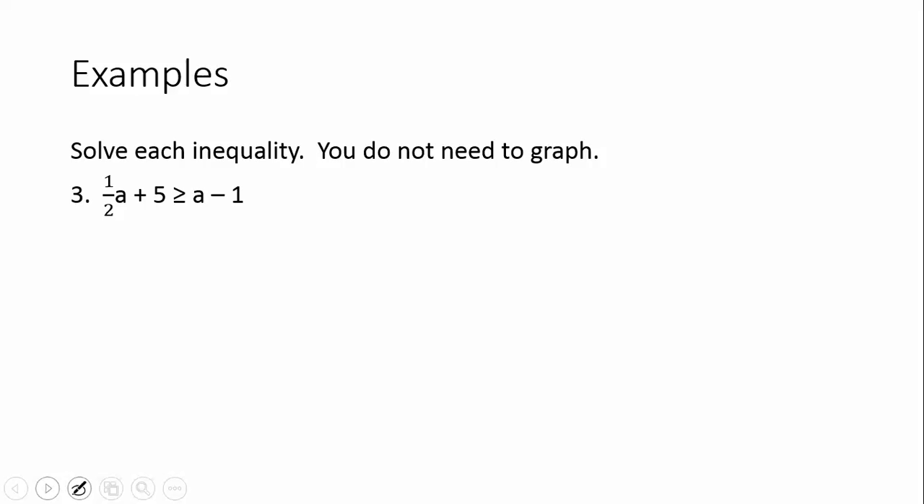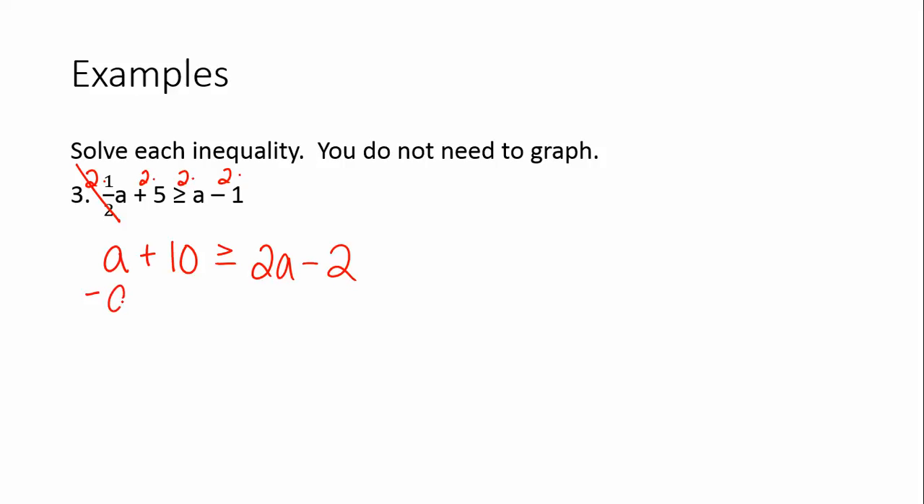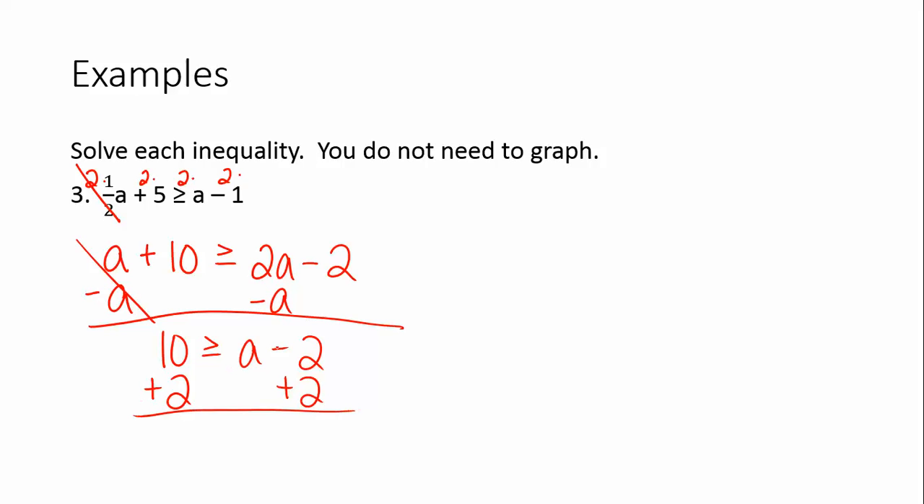Number 3, we have 1/2 a plus 5 is greater than or equal to a minus 1. I'm going to multiply everything by 2. I want to get rid of that fraction. Remember, every single term needs multiplied on both sides of the inequality. So here we get 1a, or a, plus 10 greater than or equal to 2a minus 2. I'm going to subtract the 1a over to the right-hand side. That leaves me with 10 greater than or equal to a minus 2. Then I'm going to add 2 back over to the left. We have 12 is greater than or equal to a.